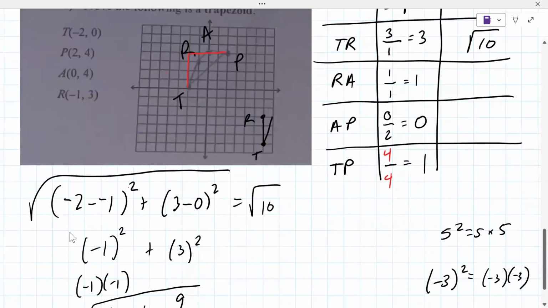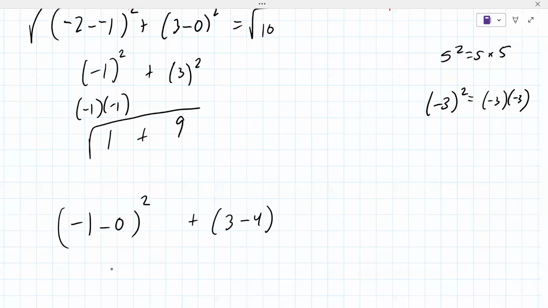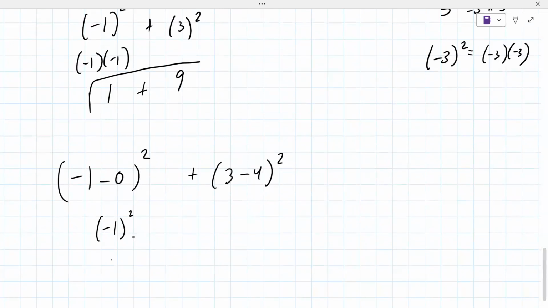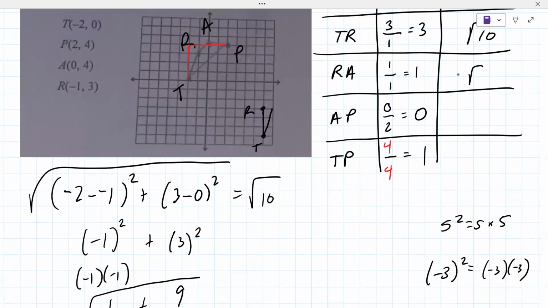From R to A, it's minus 1 minus 0 squared. What does that become? That just becomes negative 1 squared. Yeah, now if you don't put it in parentheses, which I did put it in parentheses for that. Okay, so then this becomes positive 1. Yeah. Okay, and what is 3 minus 4? Negative 1 squared. So same thing. Which what is that? I did 1 plus 1, so positive 2 squared? Yes, square root of 2. Okay. The square root of 2, yeah. All right, so A to P is 2. You can just count. How about T to P, please? Okay.